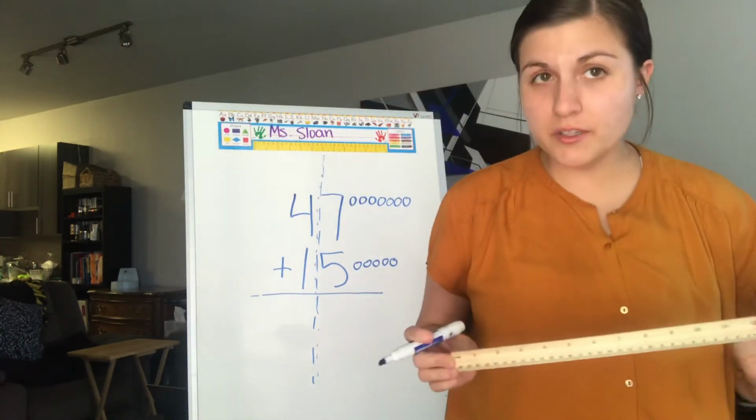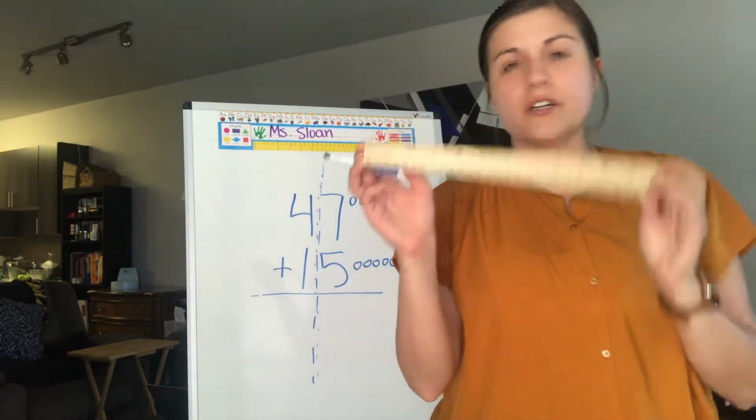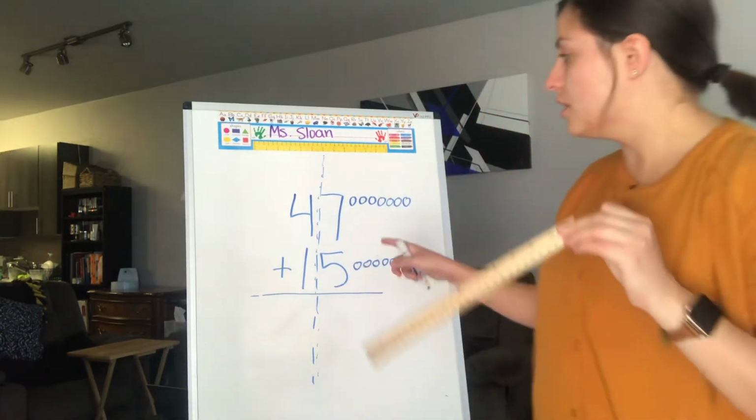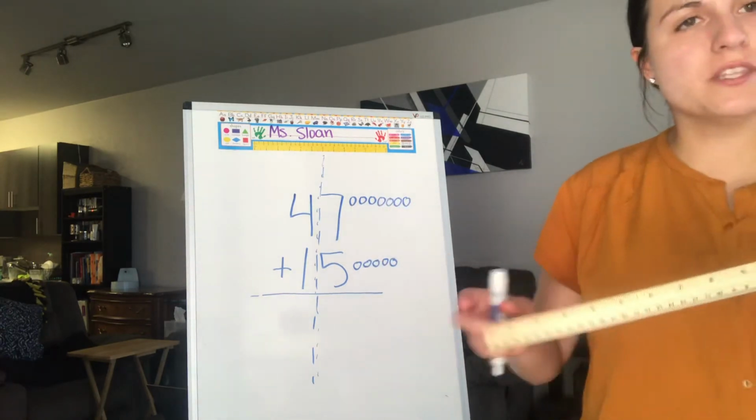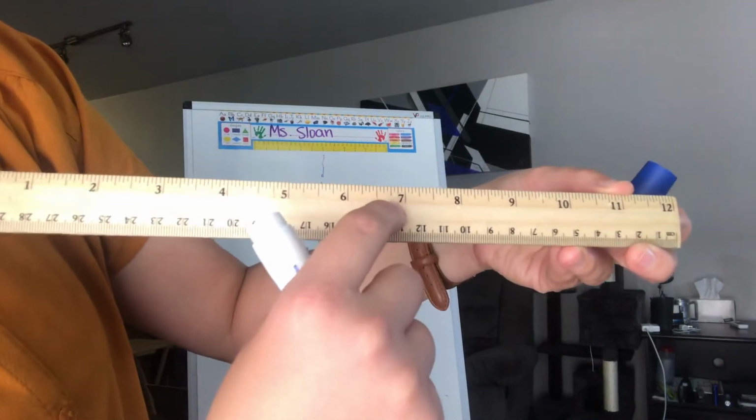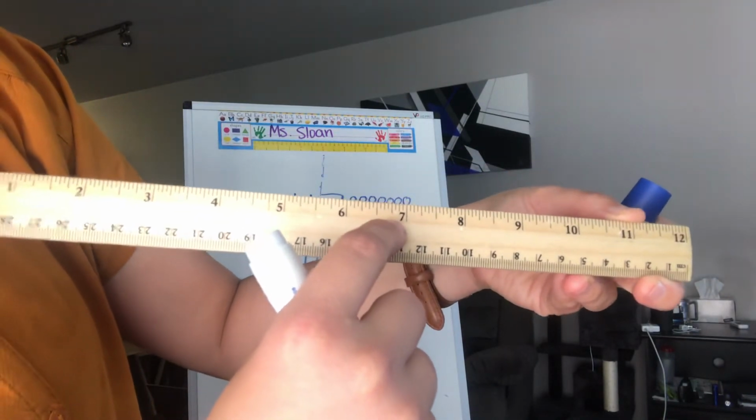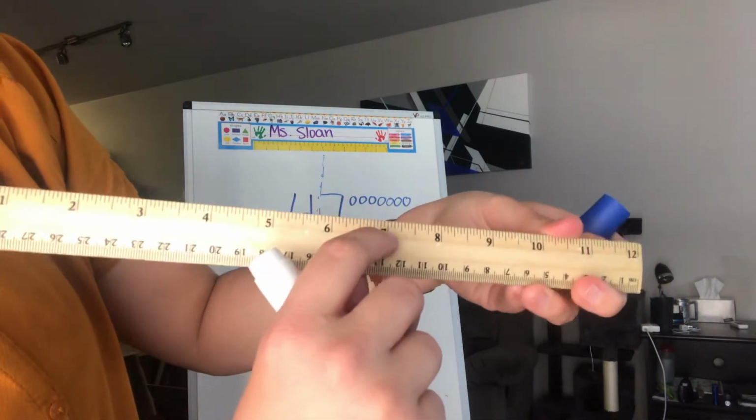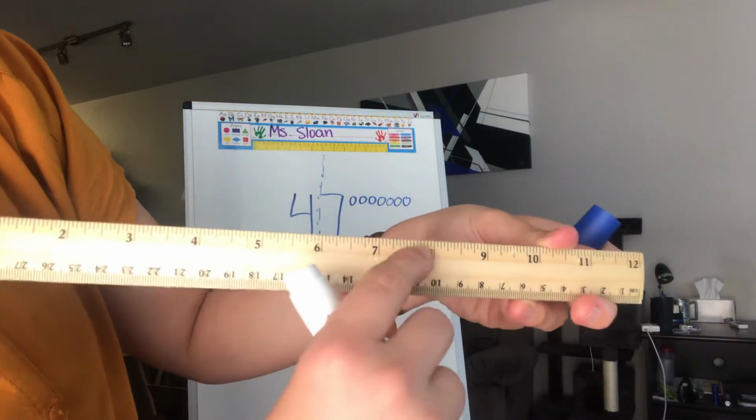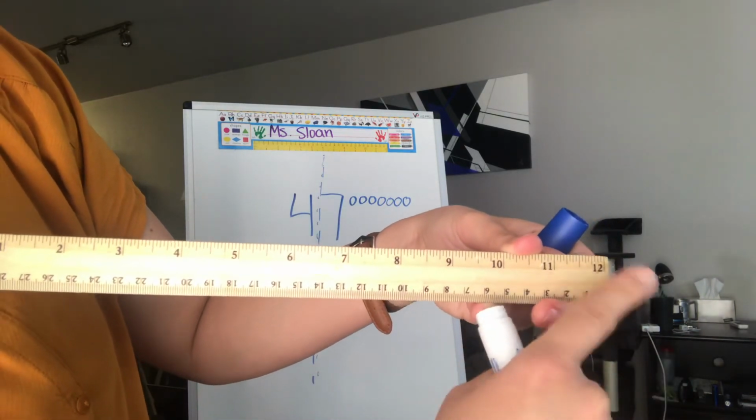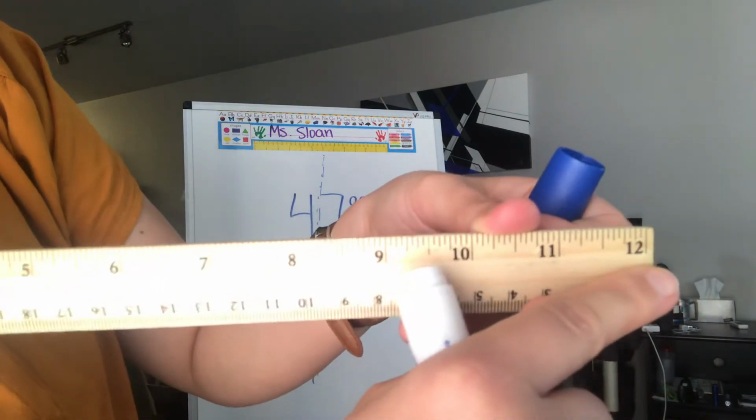If you've got a ruler at home, you could use your ruler, or you can always draw a number line on your paper. So we are going to start with the 7. Let's find the 7 on our ruler. And then we need to add 5. So we are going to count up 5. We start at 7. 1, 2, 3, 4, 5. What number did we land on? 12.